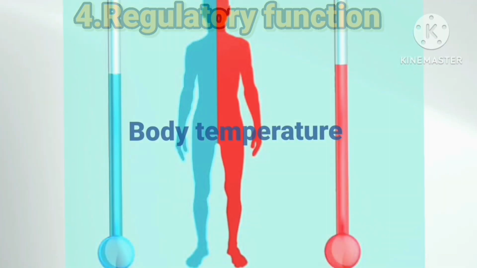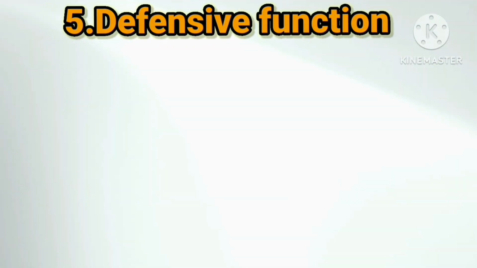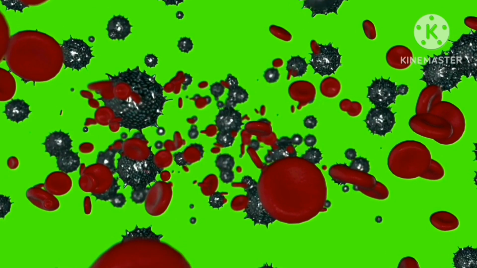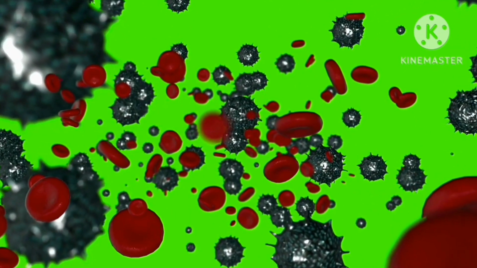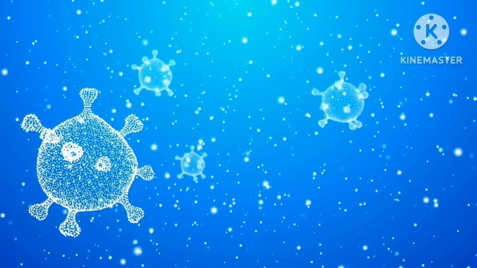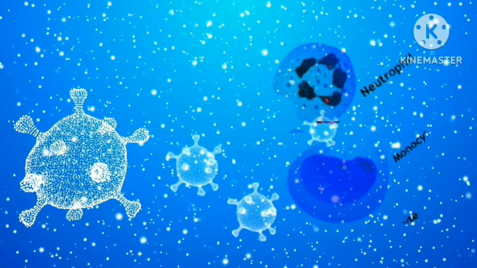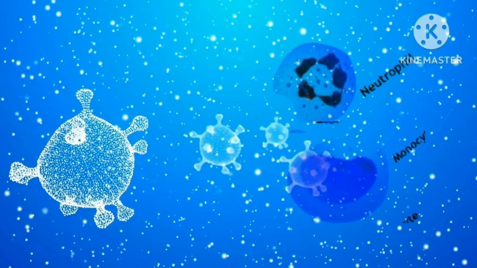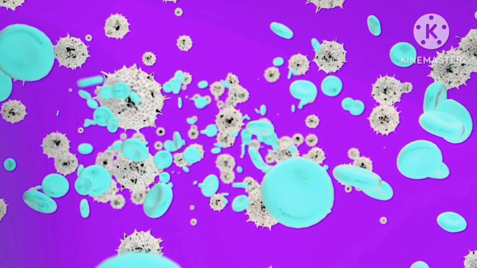Regulatory function. Blood is responsible for regulation of body temperature, water, and acid-base balance. Defensive function. Blood plays an important role in the defense of the body. The type of blood cells responsible for this function are the white blood cells, such as the neutrophils and monocytes, which engulf bacteria or foreign bodies by phagocytosis. That is, engulfing the bacteria or any foreign body and destroying them.